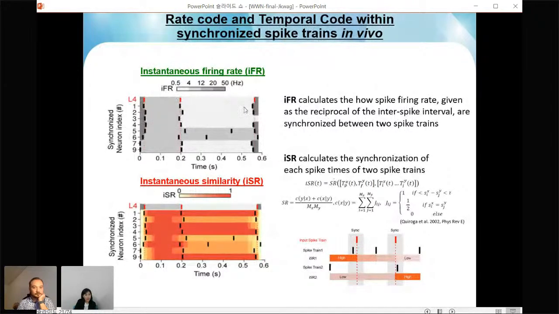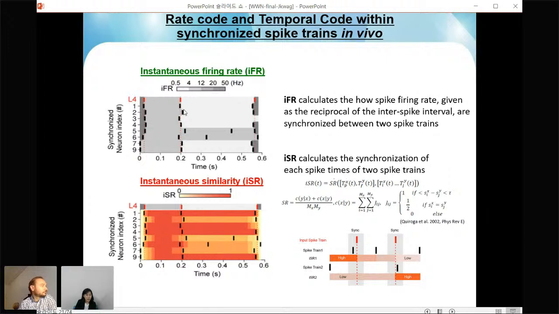So here we have further analysis on how these synchronized spikes are synchronized also for spike firing rate or spike timing as well. In order to analyze within the synchronized spikes whether the spike trains in layer 4 and the other layer 5 and 6 are synchronized in spike firing rate, we calculated the instantaneous firing rate. Basically, this is the reciprocal of the interspike interval of these neuronal spike timings. For example, this one has an instantaneous firing rate of maybe 4 to 12 hertz, and this one has an instantaneous firing rate of 0.5 to 4 hertz.